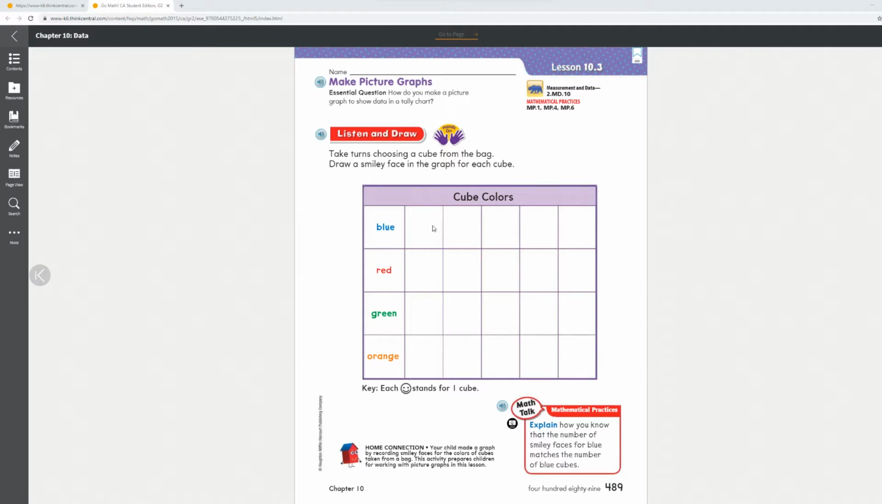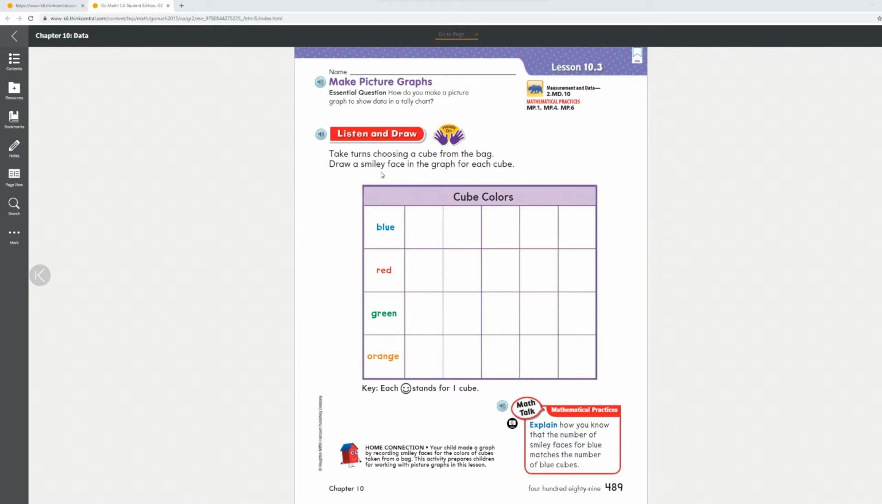A picture graph is a graph using pictures instead of lines to represent an amount, usually data from a survey. So those are your vocabulary words. So how do we make a picture graph to show data in a tally chart? A tally chart is a different kind of survey. That's the one that uses the lines. So that's what we're going to be working on throughout this lesson.